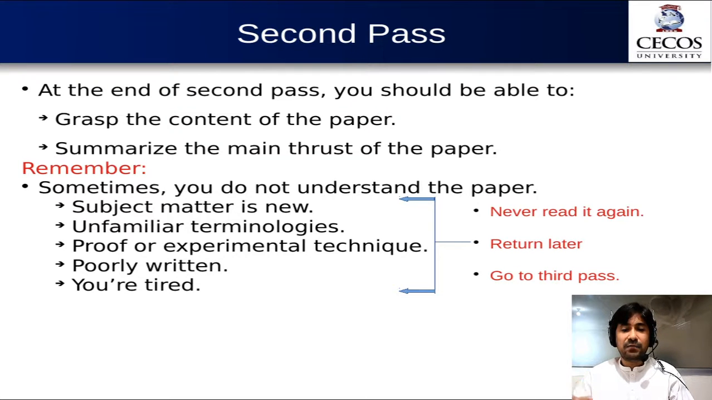So basically you have to take one out of three decisions. Number one, never read it again. Okay, so you passed the first phase, but at the end of the second phase, you decided that the paper doesn't suit you, doesn't interest you, is not relevant, or you are not able to read it. So you can ignore reading the paper, stop there.